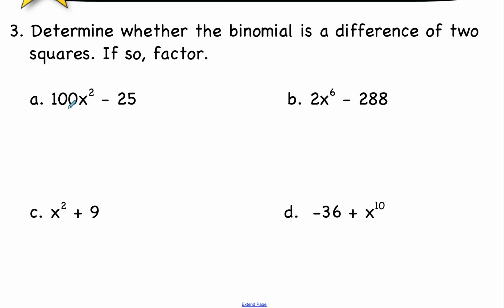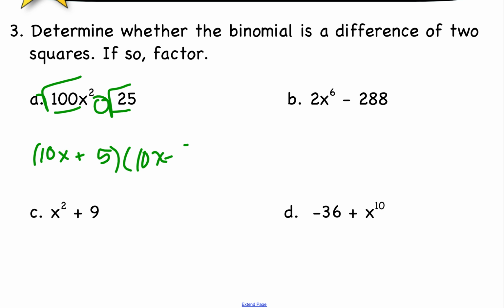Well, what we want to do is see if each term is a perfect square. If we take the square root of the first one, we get 10x. If we take the square root of the second one, we get 5. And it's separated by a minus sign here. So one of our factors is 10x plus 5, and the other factor is 10x minus 5.